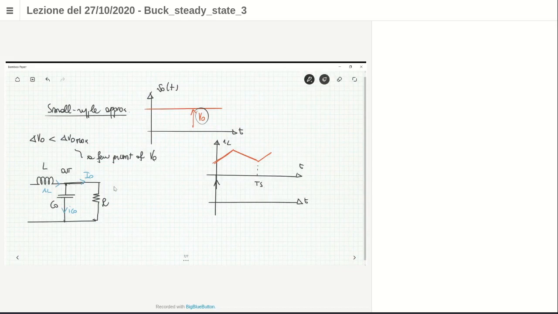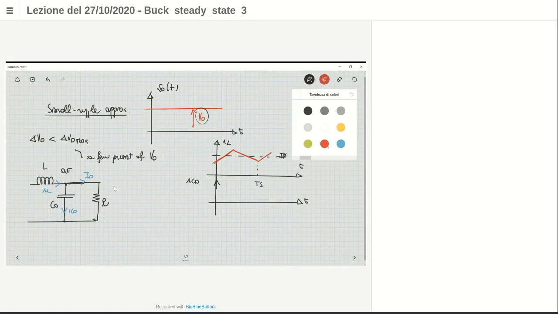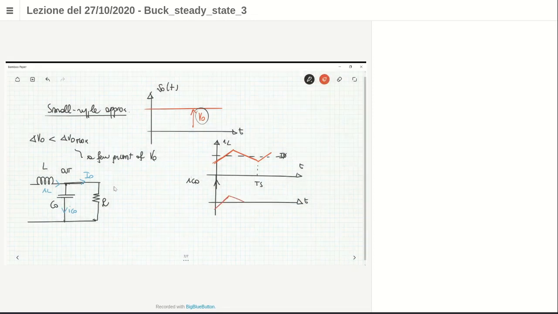The current through the output capacitor, IC0, is simply the inductor current minus its average current. It's something like this. Remember that I call the peak-to-peak variation of this inductor current delta IL, the ripple inductor current. So the ripple of the inductor current is also the peak-to-peak variation of the current through the capacitor. So I have a capacitance that has this current waveform.